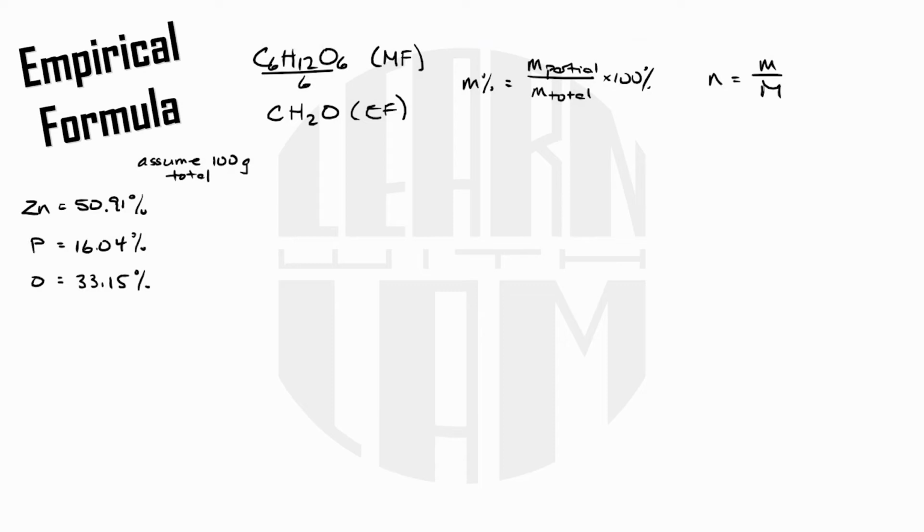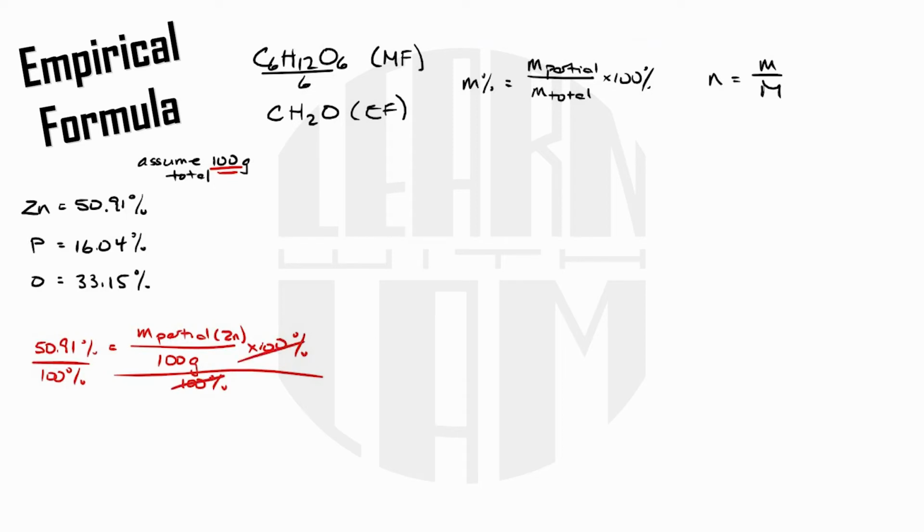We're going to rewrite our mass percent equation with the information given, so 50.91% equals the partial mass of zinc divided by 100 grams times 100%. I'll divide both sides by 100%, which cancels out my 100% and gives me 0.5091 equals the partial mass of zinc over 100 grams. And now I'll multiply both sides by 100 grams to isolate for the partial mass. That gives me 50.91 grams as the partial mass of zinc.